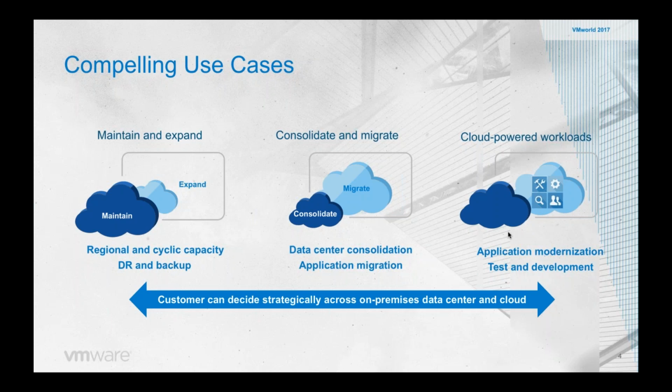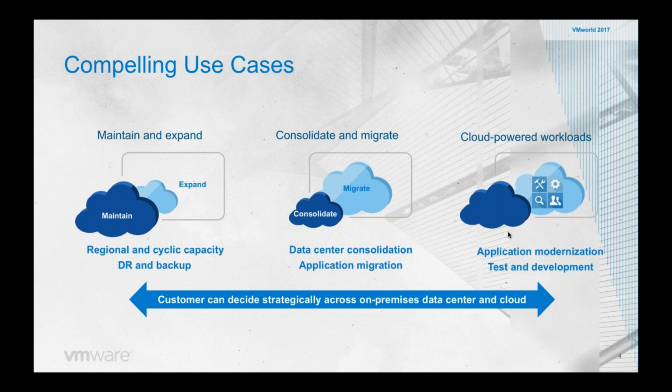The second use case is consolidation and migration. A lot of customers want to migrate their applications from on-prem to cloud because of the agility and flexibility, but they don't want to re-architect and redo the applications. VMware Cloud on AWS is the best option here because it's the same environment as on-prem, meaning if you have applications working on-prem, they should automatically work in VMware Cloud on AWS.